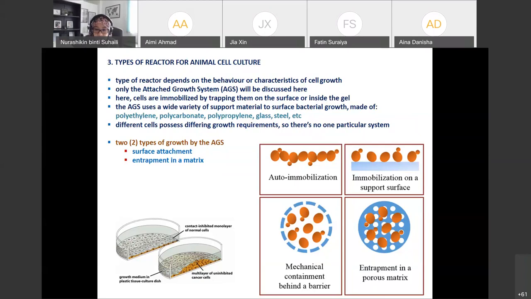This one is mechanical containment behind a barrier. So this is a structure that contains the animal cells inside, so the animal cells are retained inside. And this one is a porous matrix, right? Porous means the media can come back and forth, it can be absorbed in. So these are different types of attachment, okay? And which one suits which animal cells better? It depends on the cells.